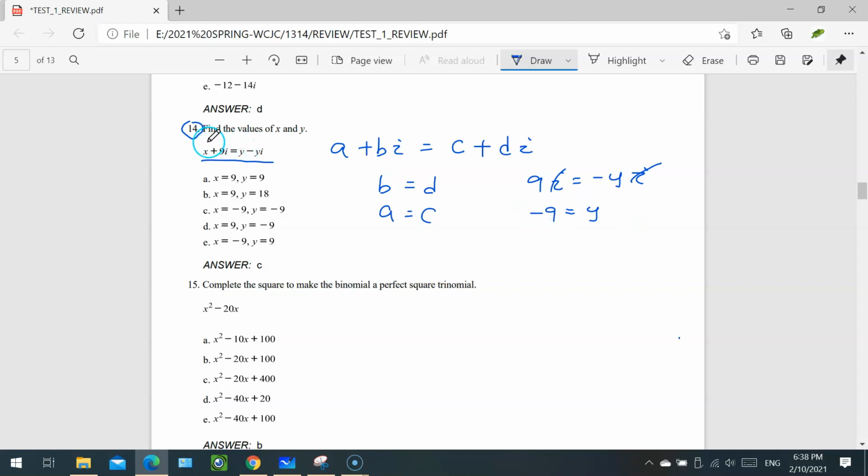From the real part, x equals y. So since we define x is equal to y, that means x equals negative 9 as well. So you should have the selection with C.